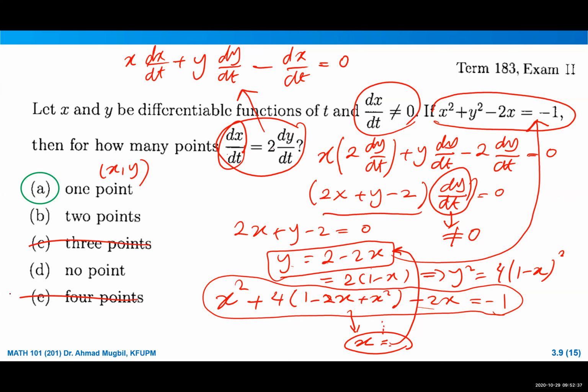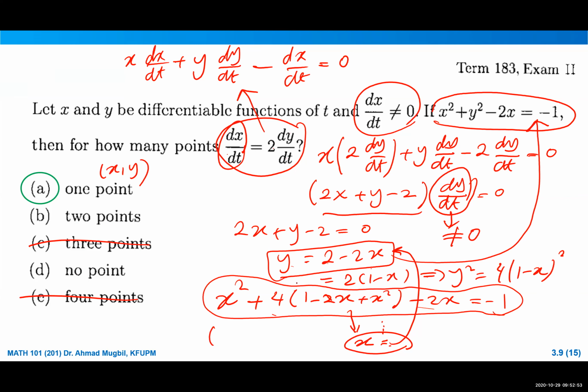This is not a choice now, because we have a quadratic equation. So we may have none when the solutions are complex, not real, and we may have 2 when the quadratic equation has 2 different real solutions. It could be 1 when we have repeated solutions.